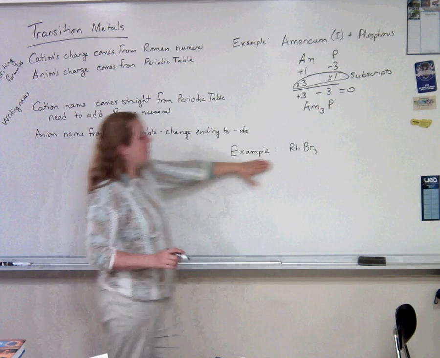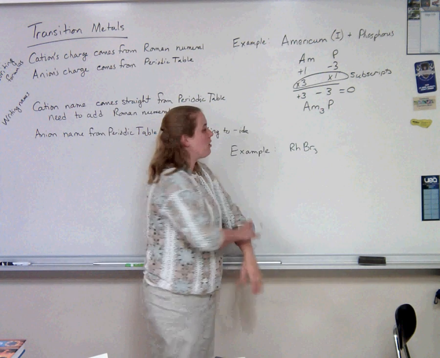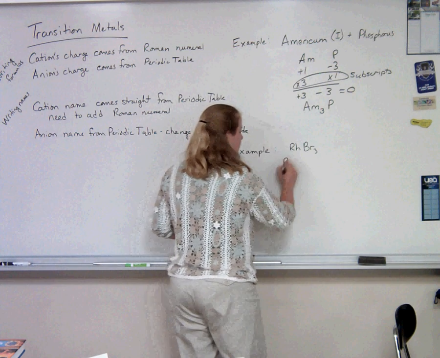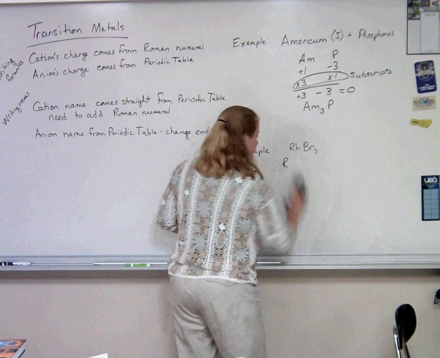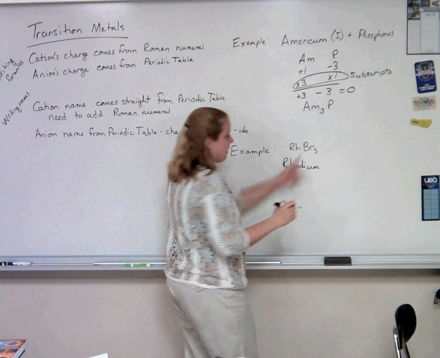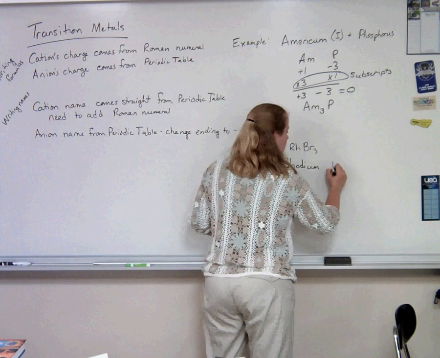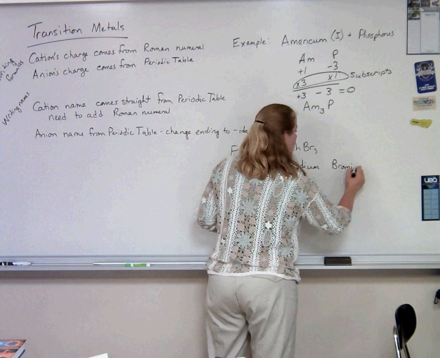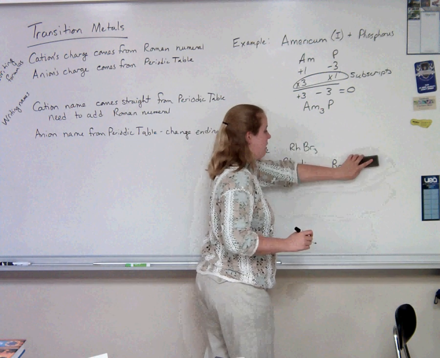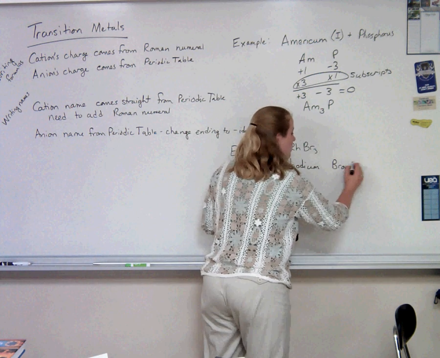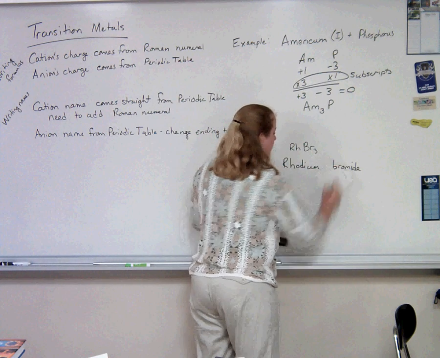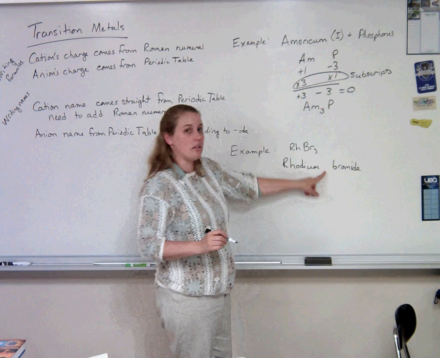So let's say we have this, RhBr3. So we look on the periodic table and we find Rh, and its name is rhodium. And then Br is bromine. But I have to change the ending of this to -ide. So the -ine becomes -ide. Now, we need a Roman numeral here to tell us the charge for rhodium.